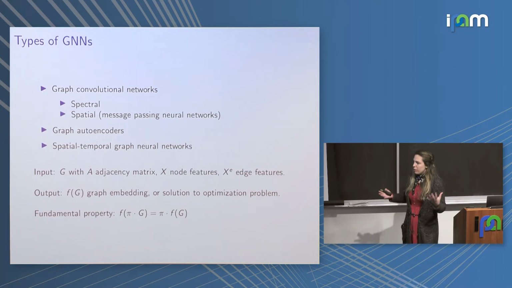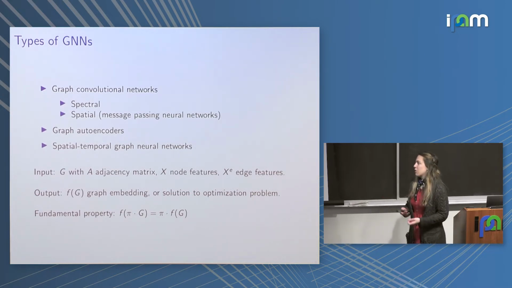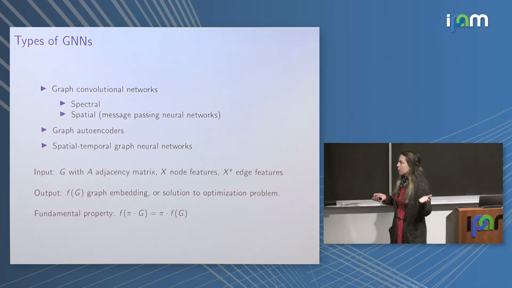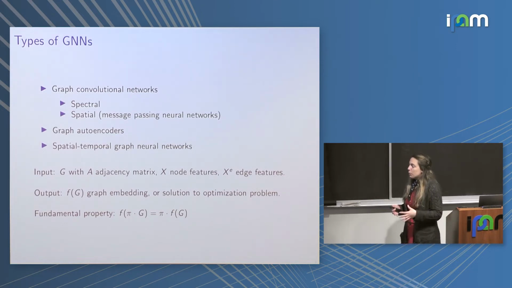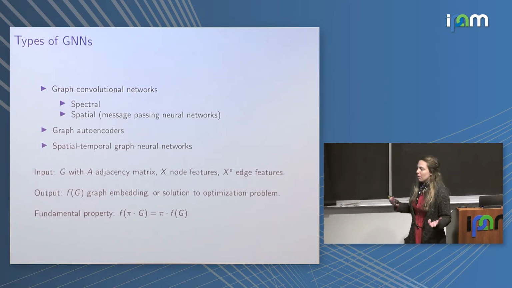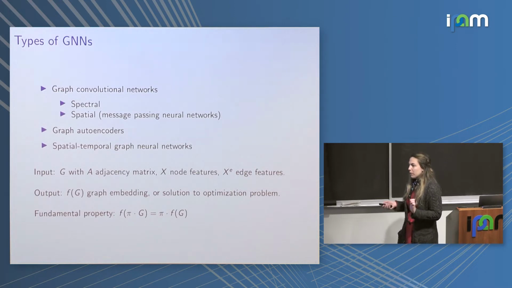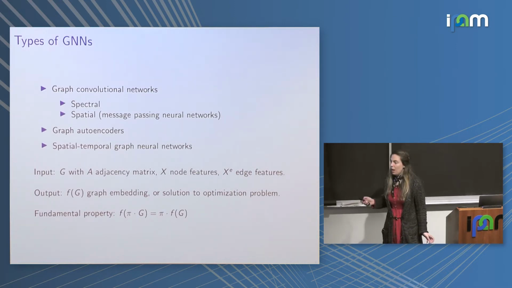The input for my neural network is going to be a graph given by an adjacency matrix, and it may have some features for the nodes and some features for the edges. The output of my neural network is going to be an embedding of my graph, or maybe a solution to an optimization problem. And the fundamental property that I care about is that if I apply a permutation on the labels of my graph, then the output of my neural network is going to be invariant or equivariant with respect to that.